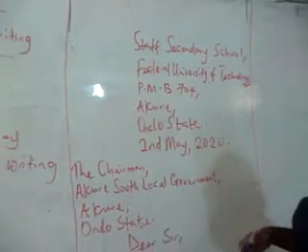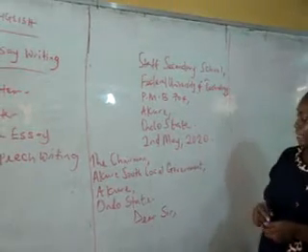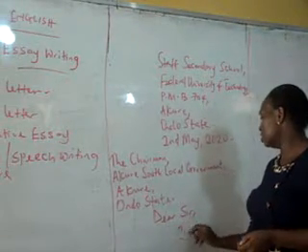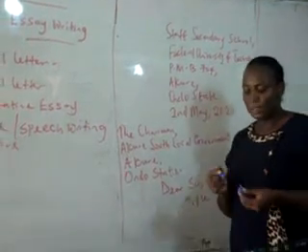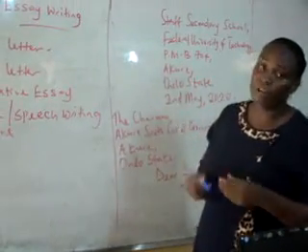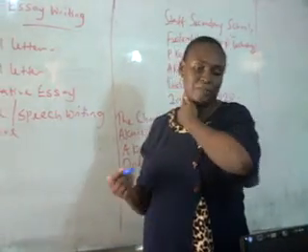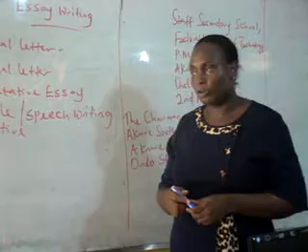Then we have the salutation. Then you continue the letter. You know the next thing you have is the title. It could be lack of potable water, lack of good roads in my community and the effect on the people living in my community.